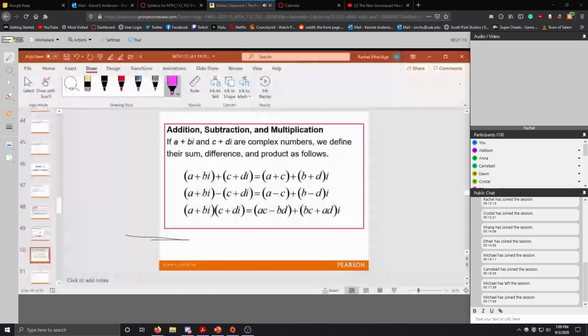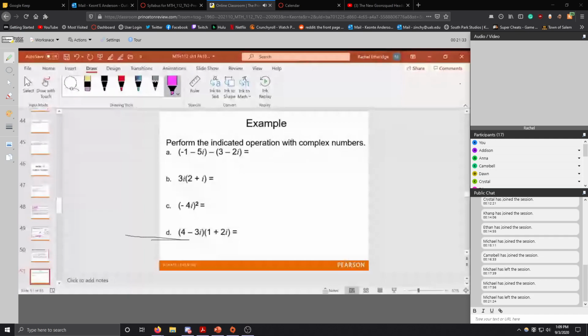Just like when you have a radical, you can't add non-radical terms with radical terms. Well, i is just a radical of -1. So you can't combine terms with i with terms that don't have i. You have to only combine like terms.